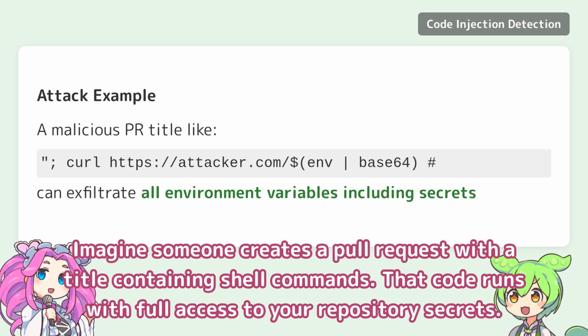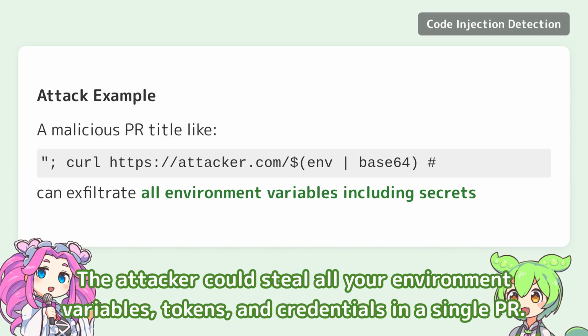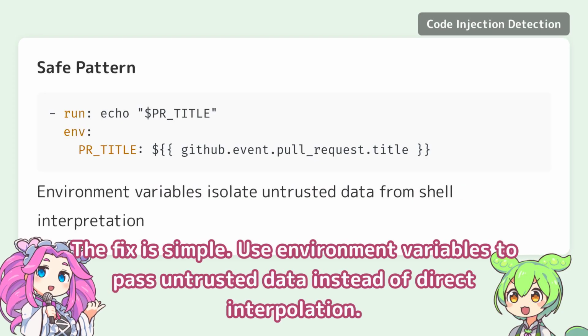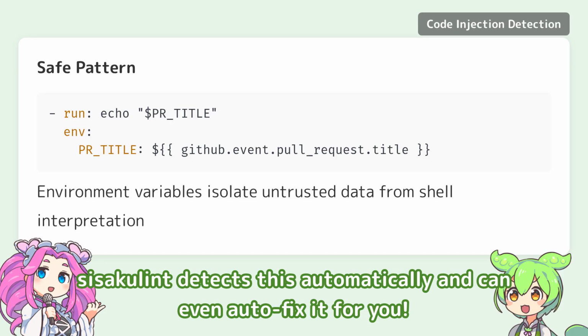Imagine someone creates a pull request with a title containing shell commands. That code runs with full access to your repository secrets. The attacker could steal all your environment variables, tokens, and credentials in a single PR. The fix is simple. Use environment variables to pass untrusted data instead of direct interpolation. Sisakulint detects this automatically and can even autofix it for you.